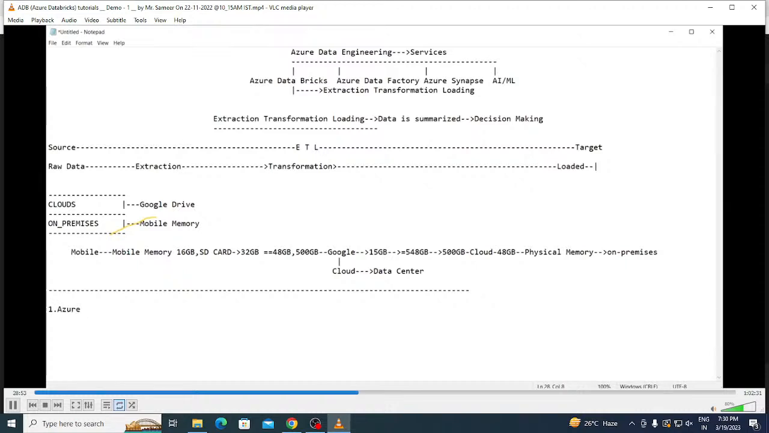The first one is Azure. Azure is a cloud provider from Microsoft. Microsoft is marketing its cloud product with the name Azure. Okay. The next provider is Amazon, or we can say AWS. AWS is from Amazon Web Services. And the third one you have is Google, GCP. GCP stands for Google Cloud Platform.